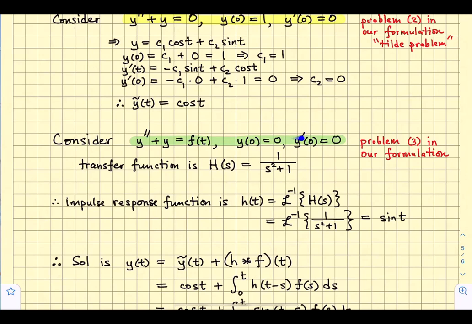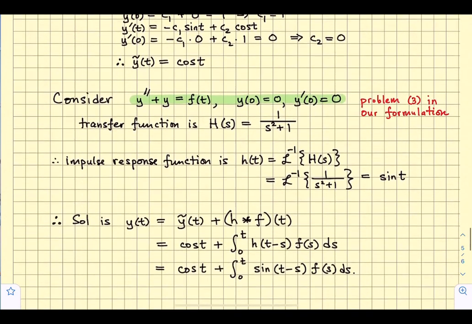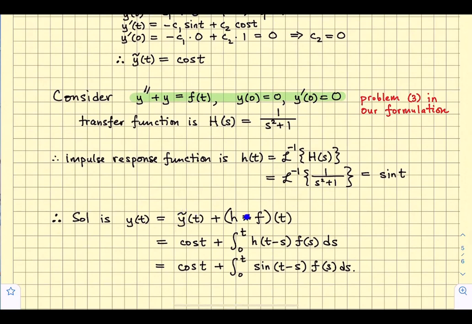And then we just find the transfer function. It's 1 over the characteristic polynomial, 1 over s squared plus 1. To find the impulse response function, we just inverse Laplace transform this. And when we do, we get sine t. So that's our little h of t. So now we put it all together. The overall solution to the given problem is y tilde plus h convolved with f as a function of t.